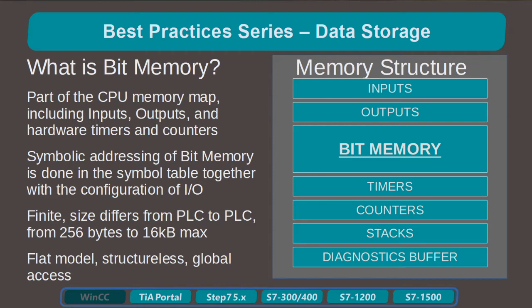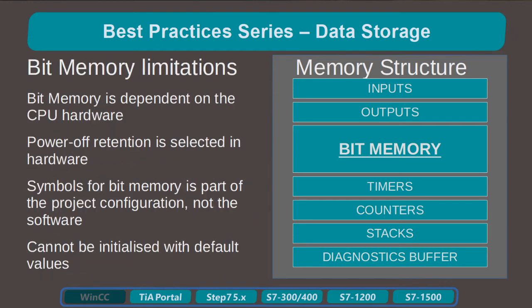The problem with it is it's a flat memory model, it's structureless, it has global access, and as such it becomes very dangerous and very difficult to manage. So, bit memory limitations. Bit memory is dependent on the CPU's hardware. The power off retention is selected in hardware and it's based on the number of bytes rather than what data you want to retain.